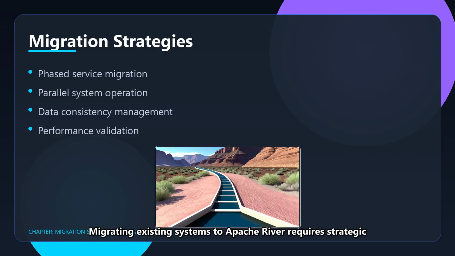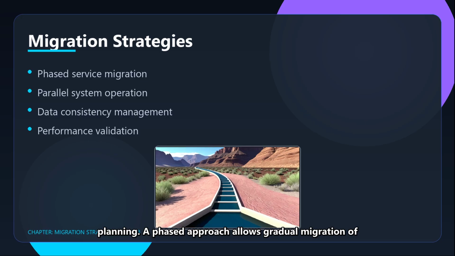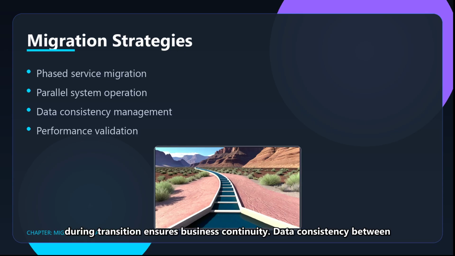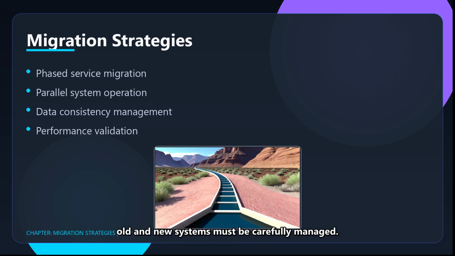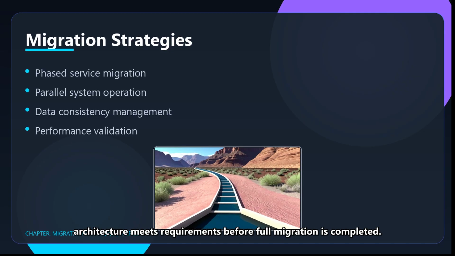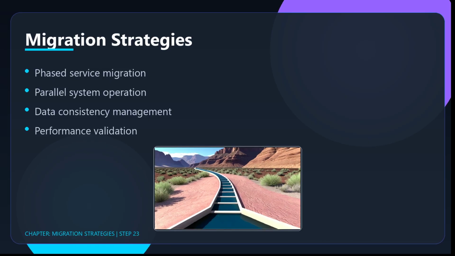Migrating existing systems to Apache River requires strategic planning. A phased approach allows gradual migration of services while maintaining system functionality. Running parallel systems during transition ensures business continuity. Data consistency between old and new systems must be carefully managed. Performance validation at each phase ensures the new architecture meets requirements before full migration is completed.